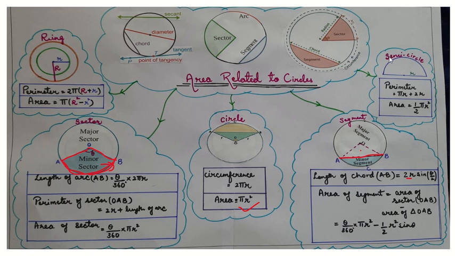Then what is a semicircle? Half of the circle, that is called a semicircle, right? So the perimeter is nothing but pi r plus 2r. Same way, what is the area? Half pi r squared.